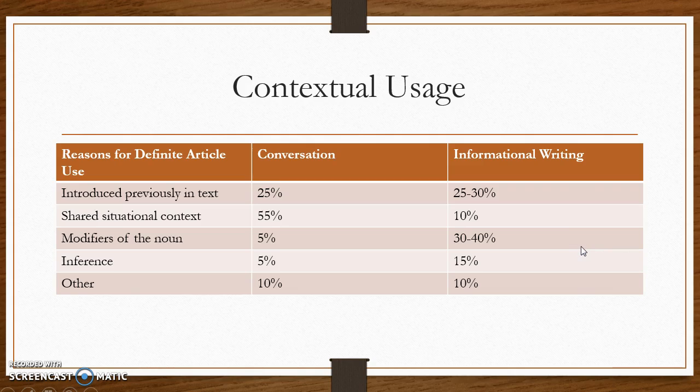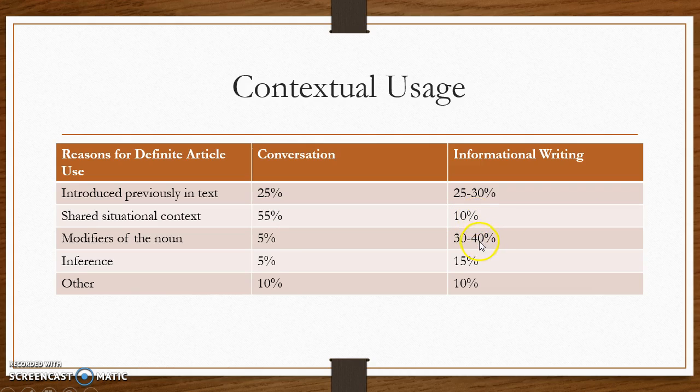Something else that's been done is a study of the definite article across registers. So looking at the usage of the definite article in conversation versus in informational writing, we see that there's some differences. In a shared situational context, so this is the reason for definite article use, about half the time in conversations we use a definite article because the situational context has been shared between sentences. In informational writing, on the other hand, we see that this occurs only about 10% of the time.